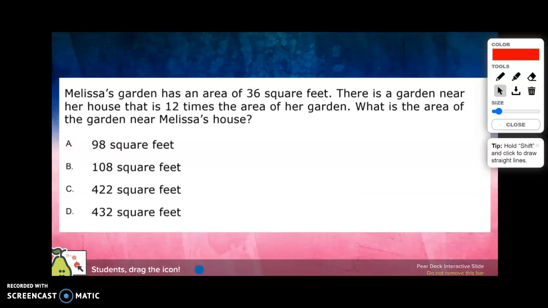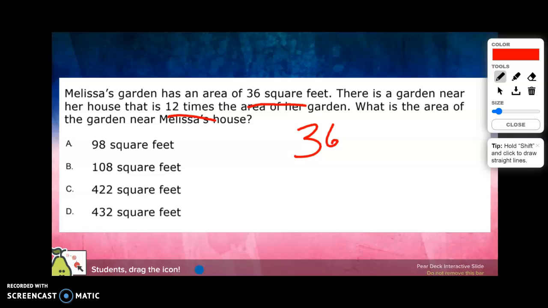Okay. Melissa's garden has an area of 36 square feet. There is a garden near her house that is 12 times the area of her garden. What is the area of the garden near Melissa's house? So we know that her garden is 36 square feet and the other garden is 12 times. So the operation we're going to use here is multiplication. Go ahead and multiply and choose your answer.